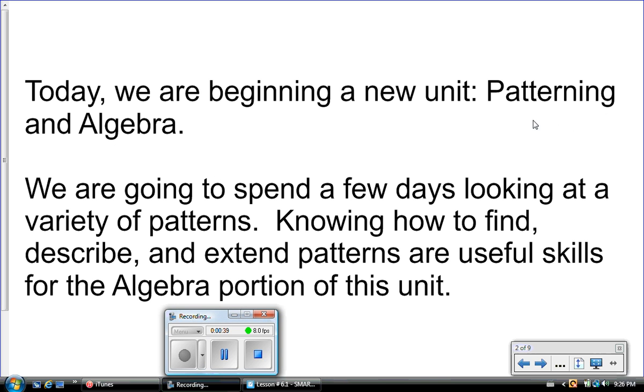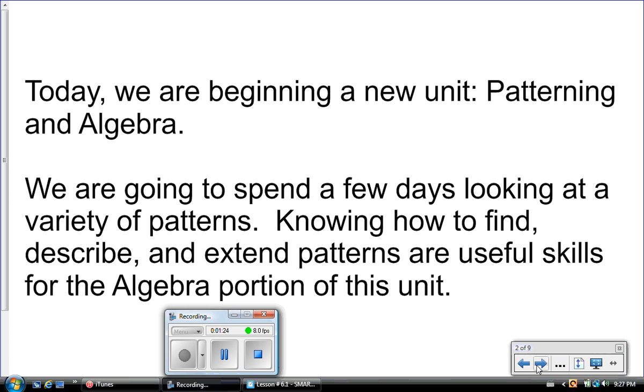So of course for part one of our unit, we are going to spend a few days looking at a variety of patterns. Knowing how to find, describe, and extend patterns are actually useful skills for the algebra portion of this unit. So even though stuff we're going to do over the next few days may not feel like algebra, it's actually going to really help as we move forward. And we will reach a point in our unit where we'll say, oh, okay, that's why we've just taken time to look at finding patterns, describing them, continuing patterns.